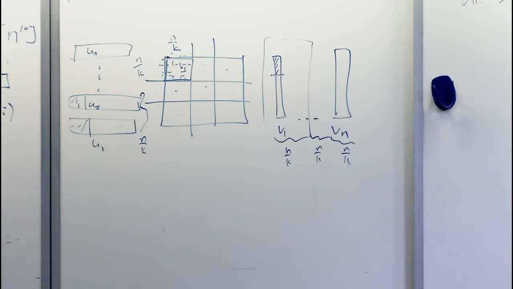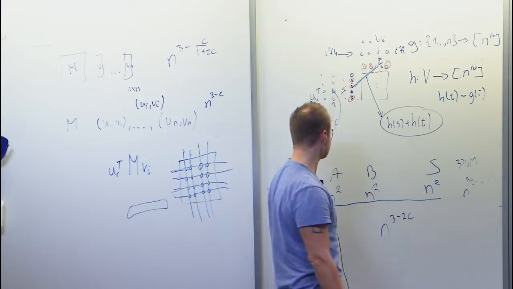So we already agreed that if we can solve threesome efficiently, then we can solve this problem in n to the 3 minus 2c time on an n by n matrix with n vectors.